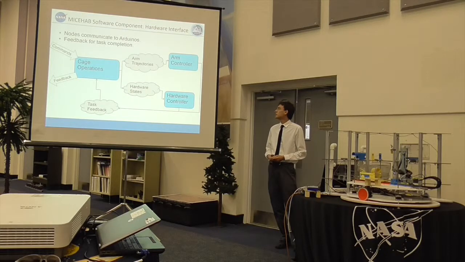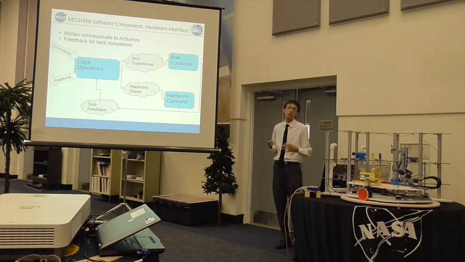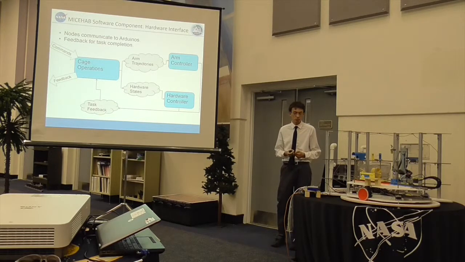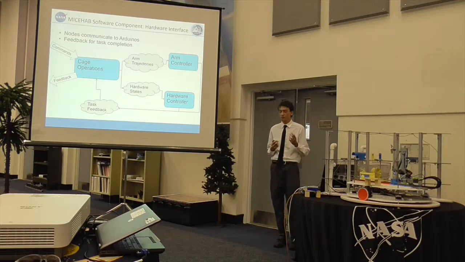In this setup, I have a cage operations node that takes commands from, say, a mission and control structure, breaks them down into ARM trajectories so that these controllers can use these commands more easily. Another interesting feature about this is there's a task feedback, so that when, say, for example, an ARM is finished moving, it will publish to the task feedback topic and say, okay, cage operations, I finished moving.